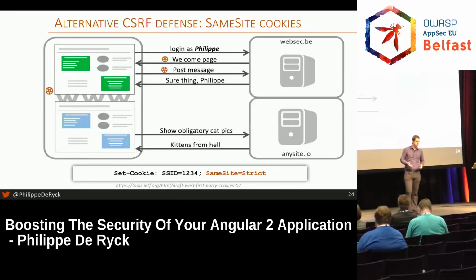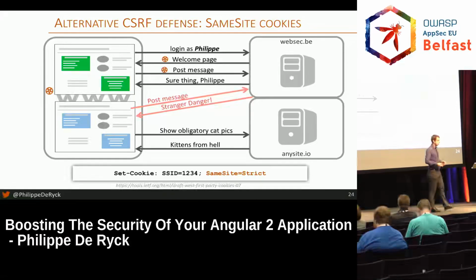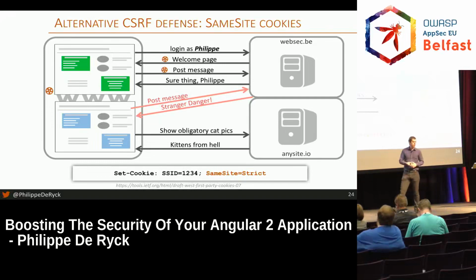So if you have something like this, the request is made, but the cookie will not be attached by the browser because the browser knows the cookie, but it's same site. So the browser is like, okay, you're coming from any site.io, going to website.be, that's not the same site, so I'm not going to attach this cookie for you. And that's same site cookies, and that's pretty awesome.